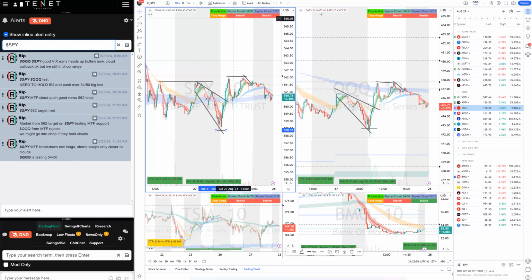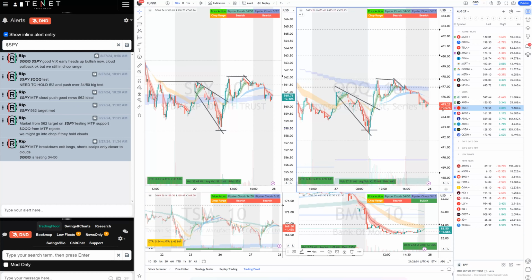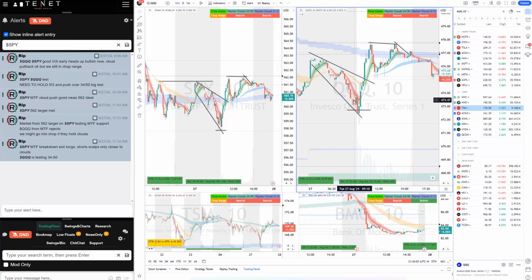So initially, when SPY amateur move was down, that was bearish. Qs actually, after the amateur move, started to reject. So we were initially bearish. You see this big red candle. SPY was holding up. QQQ was initially bearish. So we were initially short.